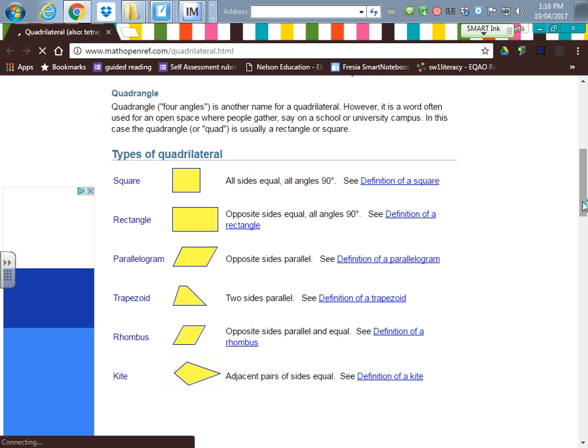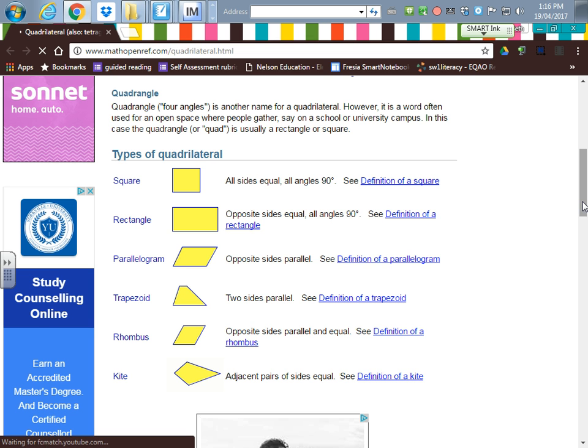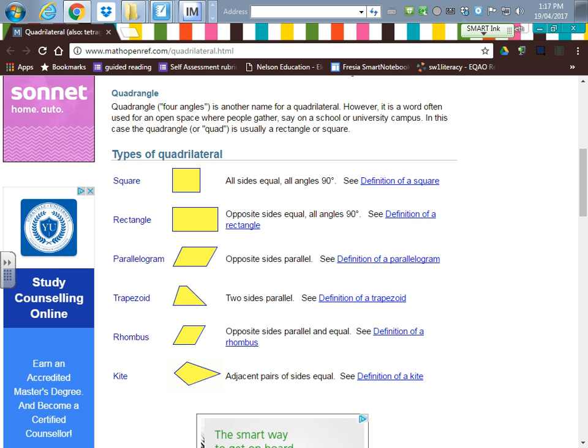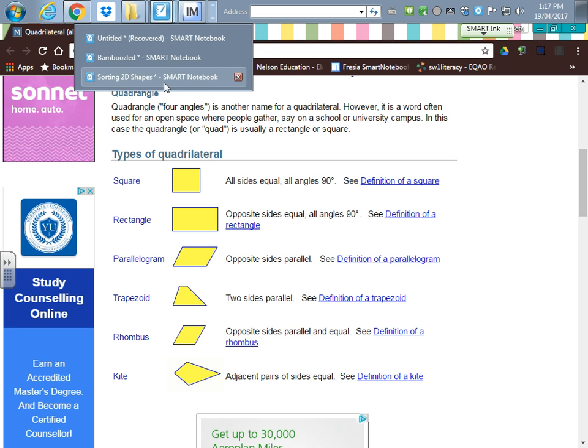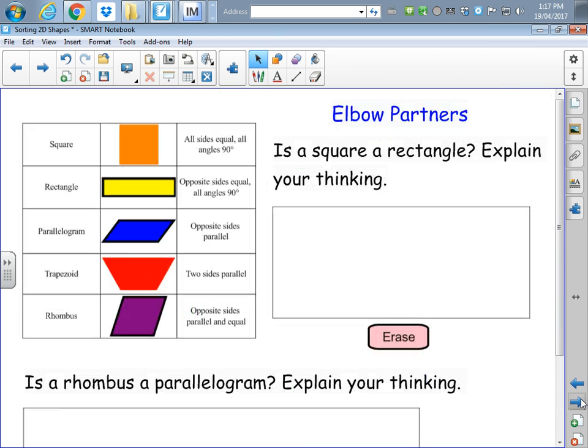So we've talked about all of those shapes. Square, rectangle, parallelogram, trapezoid, rhombus, kite. We don't need to know a kite, so that's okay.